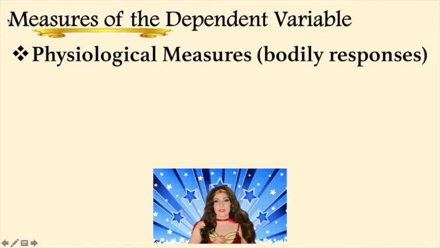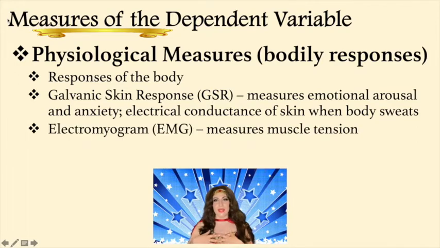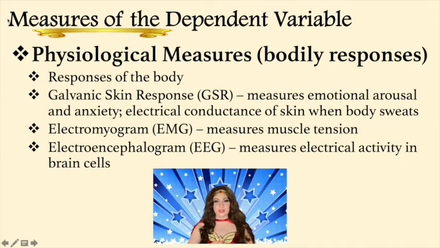The third type of measure we have is physiological responses, or physiological measures, which indicate bodily responses. One of the methods we use is galvanic skin response. Basically, this is used to measure emotional arousal and anxiety. There is an increase of electricity on the skin when the body starts to sweat, and we know that typically when we sweat, we often feel anxious or aroused for some particular reason. So that is an example of a physiological measure.